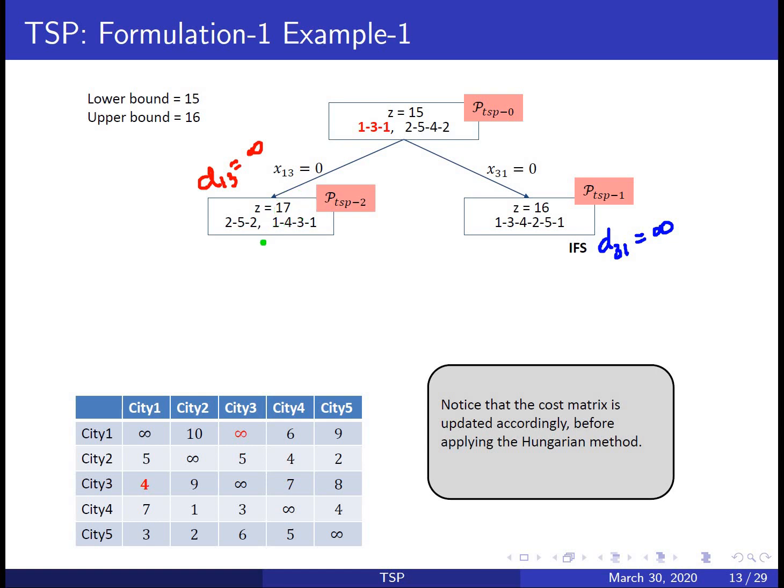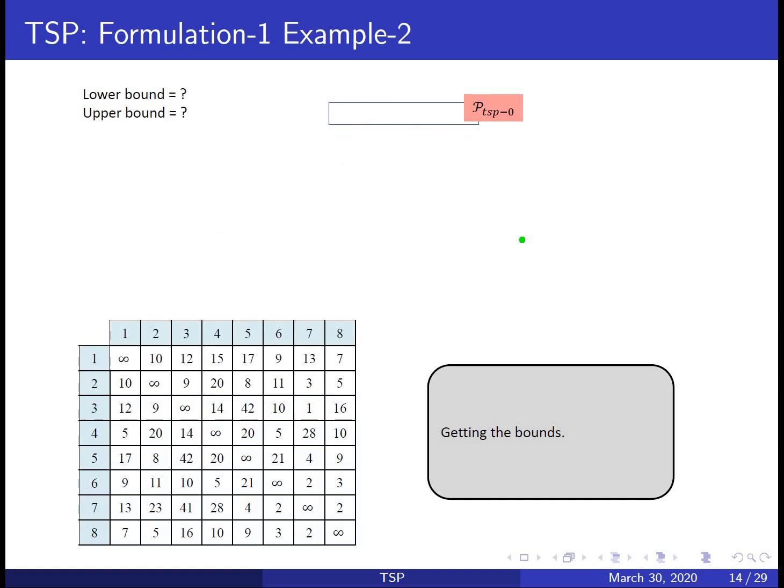Now you can see that the best integer solution that I can get from here is 17 units. But I already have an integer solution with value 16. This implies this node here is dominated by this node. So I can kill this node by the label DIS. So all the leaf nodes are dead and we have the solution for the TSP problem. And the optimal solution is 1-3-4-2-5-1. Let us take another example.